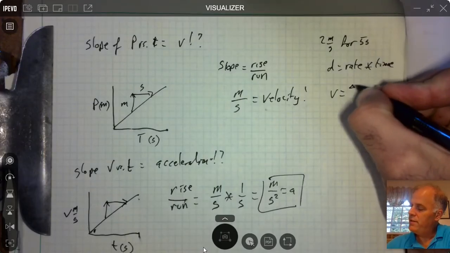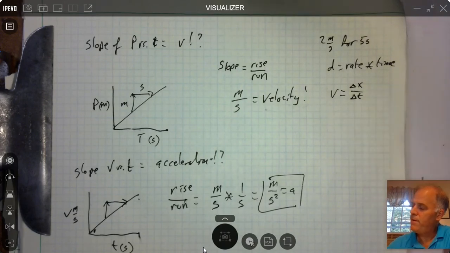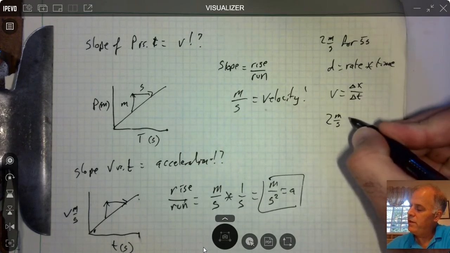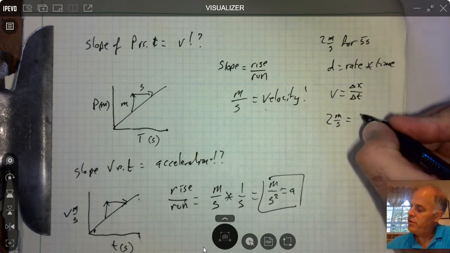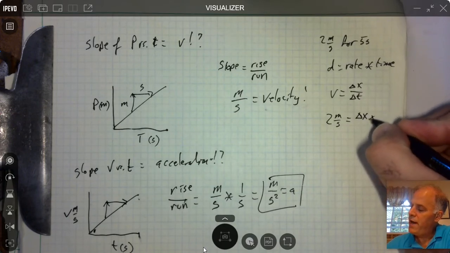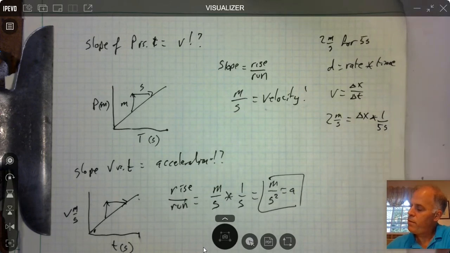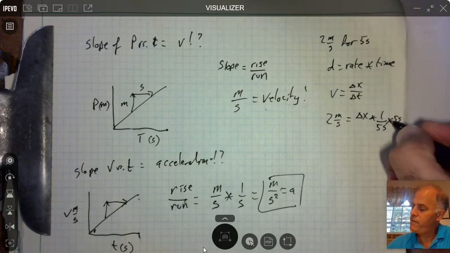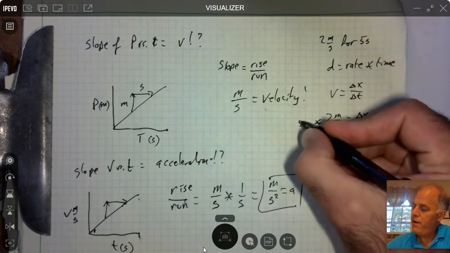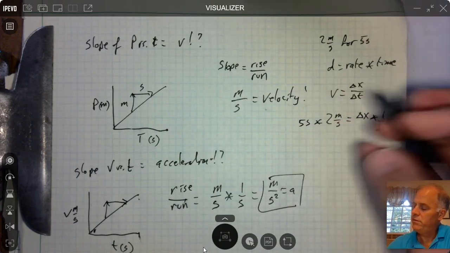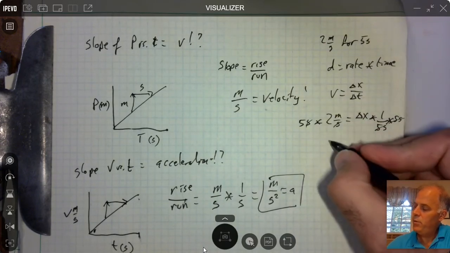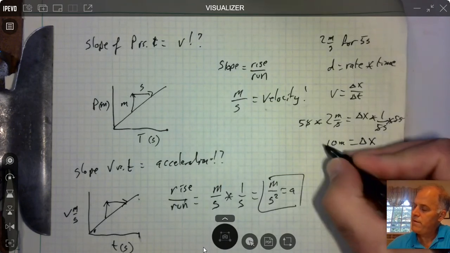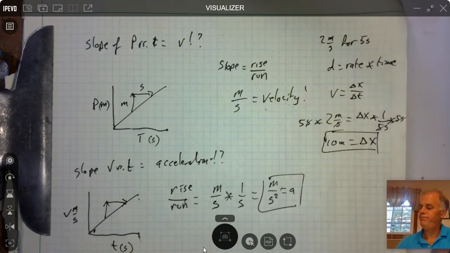Velocity is delta x over delta t, right? And so in this case, 2 meters per second is equal to some distance divided by 5 seconds. And to resolve this, we need to multiply both sides by 5 seconds. The seconds cancel, and we get 10 meters is equal to the distance that we went. Okay, that's the distance that we went.